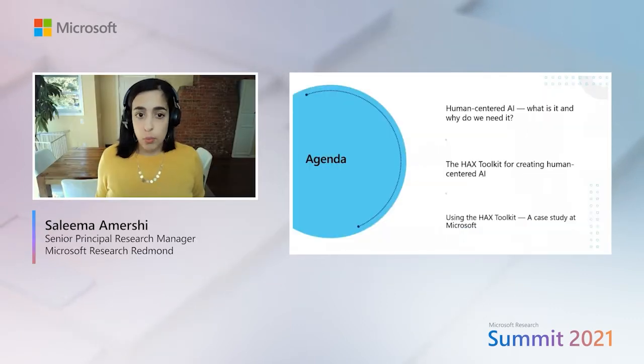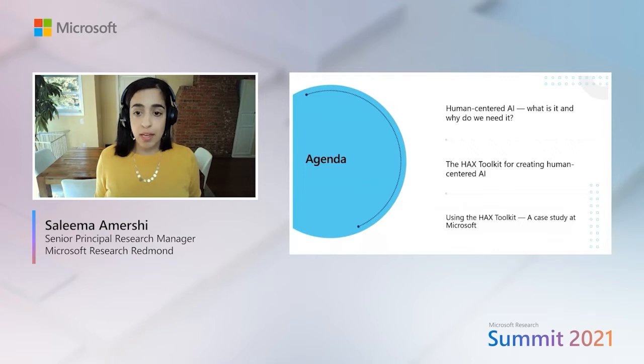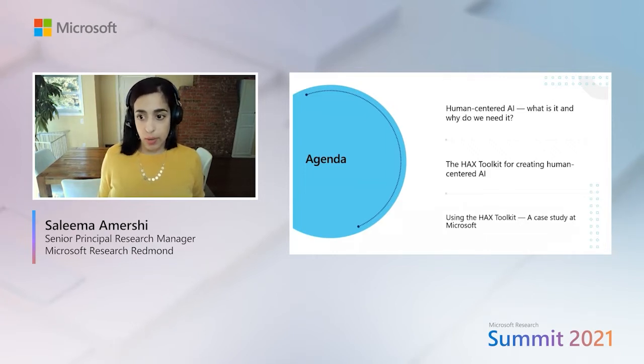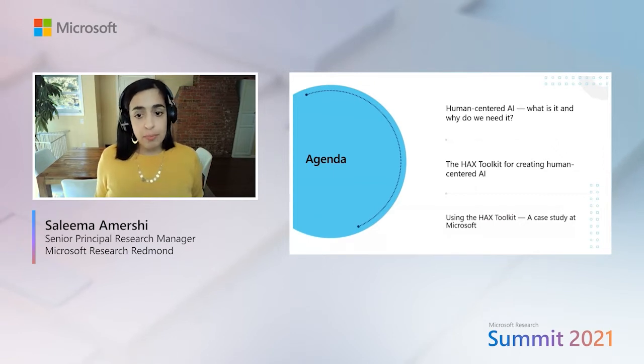So in this tutorial, we're going to first give an overview of what human-centered AI is and why we need it. Then we'll briefly introduce the HAX Toolkit, which contains a suite of tools that we've been developing to help AI creators and teams build AI technologies in a human-centered way. And then finally, Mihaela will go through each tool in a little more detail with a case study of a team at Microsoft who has been using the toolkit for their own AI-driven product.